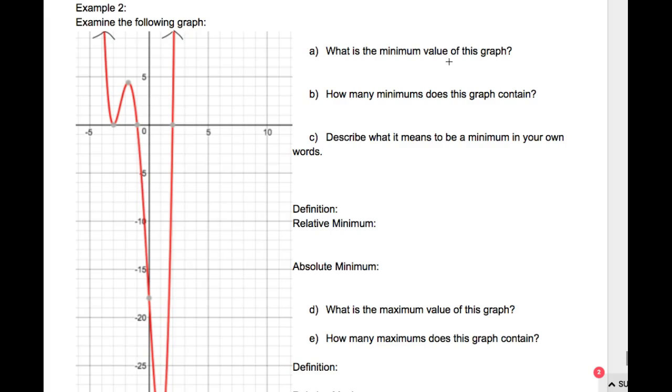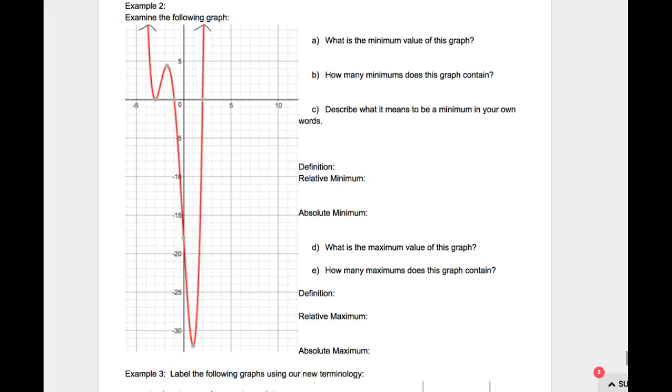If we take a look at this graph, my first question is, what's the minimum value of this graph? So I'm going to zoom out a little so we can see the whole picture, and you're going to see that the lowest point on this graph is down here. The furthest it reaches in the negative direction would be, here's my negative 30, so negative 31 and negative 32. Okay, so I would say the minimum value would be negative 32.